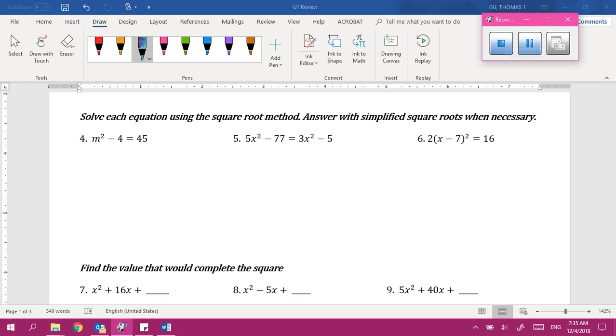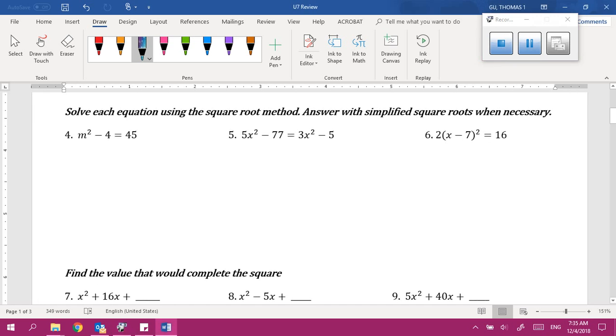So number 6, we're using the square roots method, right? Square root method is just, I mean, it's a fancy way to say they just solve for the variable, right? So you're just trying to get the variable by itself, okay? So if we're just trying to get the variable by itself on number 6, what do we have to do first?